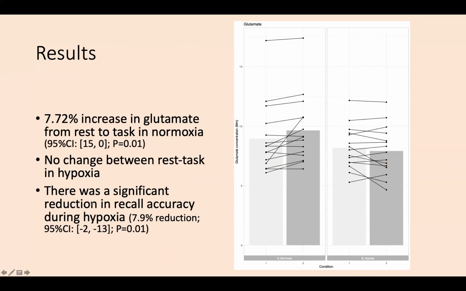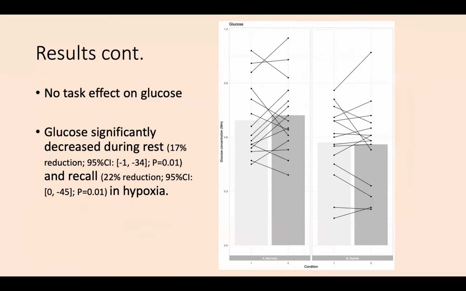Additionally, behavioural performance on the episodic memory recall task was altered between conditions, with participant performance accuracy being reduced in hypoxia compared to normoxia. Further exploratory analyses of the other markers of metabolism did not show any task effects. However, glucose was seen to be significantly decreased in rest and response during hypoxia compared to normoxia.